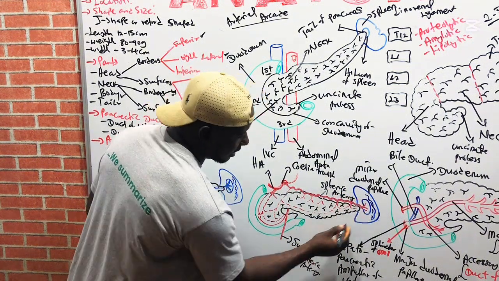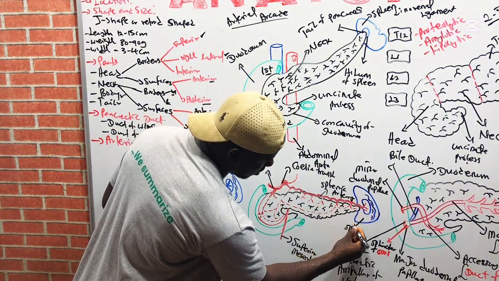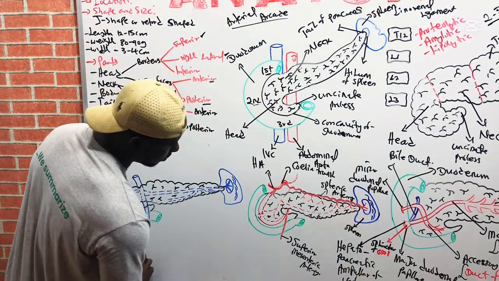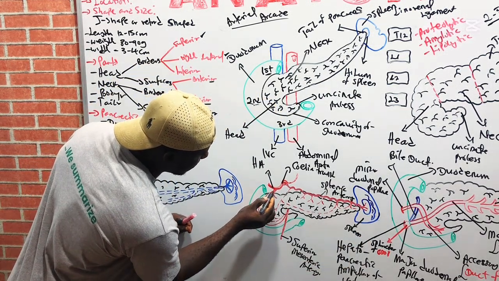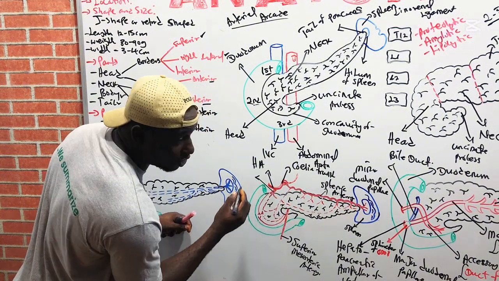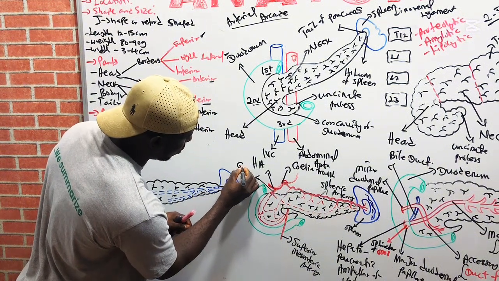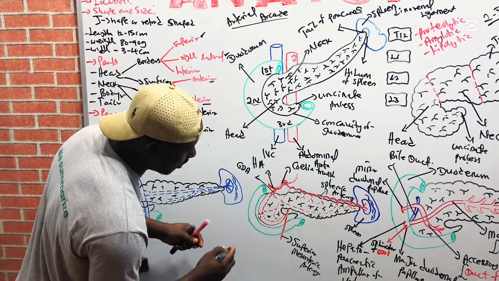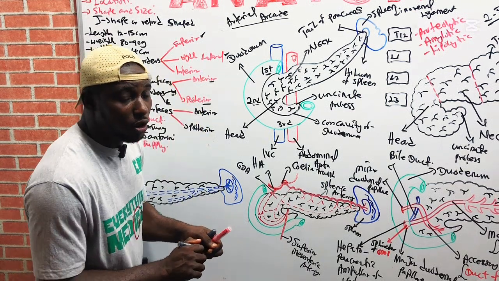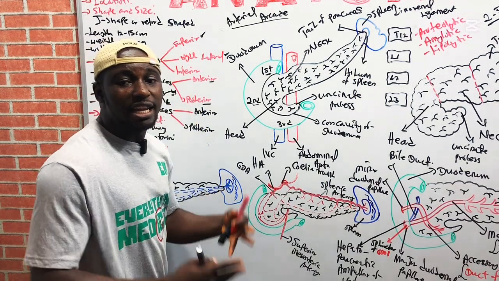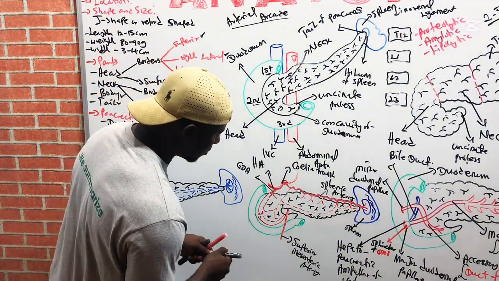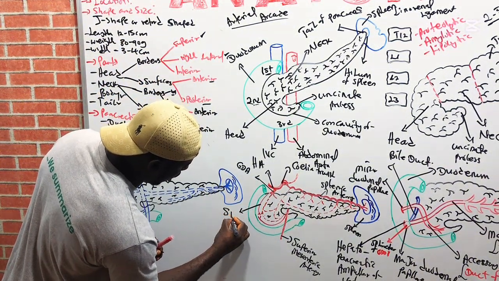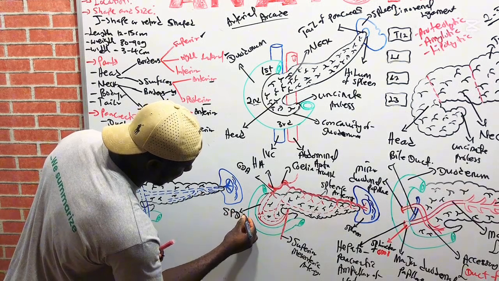This is the splenic artery. This is our spleen. Now, there is an artery here called the gastroduodenal artery, which gives rise to the superior pancreaticoduodenal artery. Look at it here. Superior pancreaticoduodenal artery.